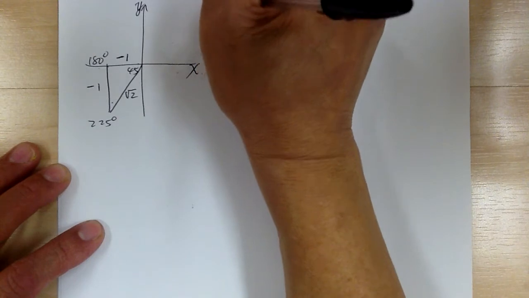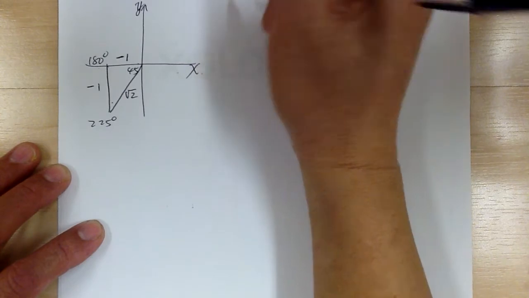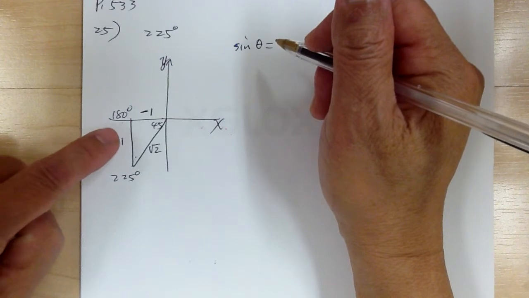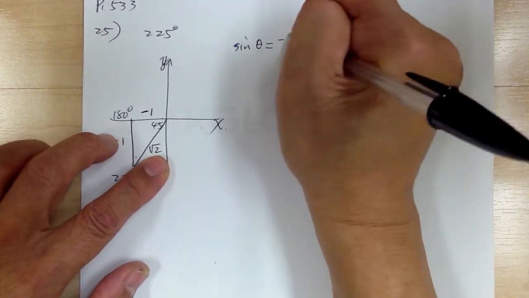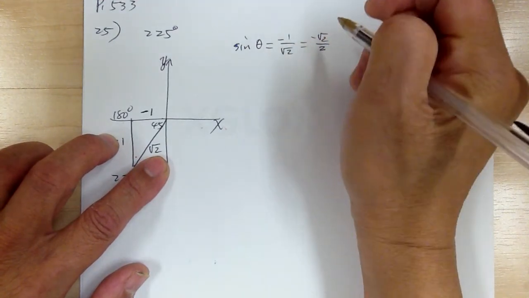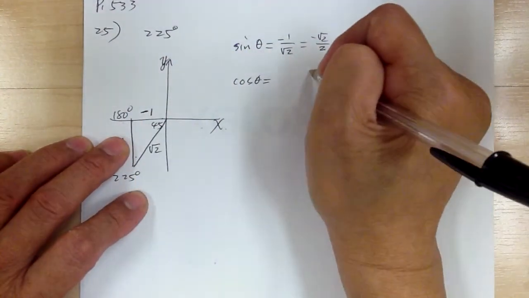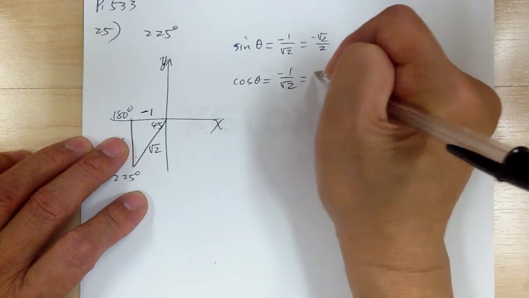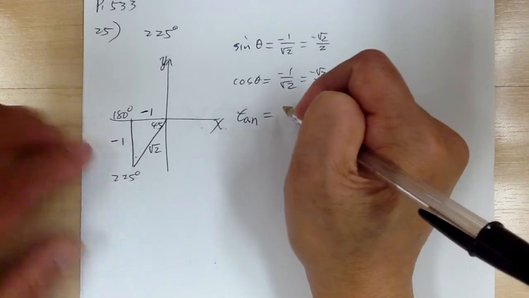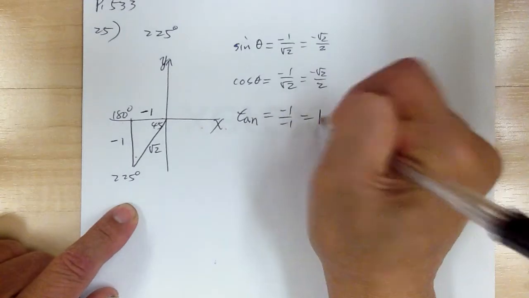Okay? So let's go and do the 6 functions. So sine theta, or you can call it sine A, whatever. Okay, I'm just going to call it sine theta. So sine is vertical over hypotenuse. So you get negative 1 over square root of 2. So this is equal to negative square root of 2 over 2. Okay? And cosine is horizontal, so it's the same. It's going to be negative 1 over square root of 2, so equal to negative square root of 2 over 2. Okay, tangent is equal to sine over cosine, so negative 1 over negative 1, so equal to 1.